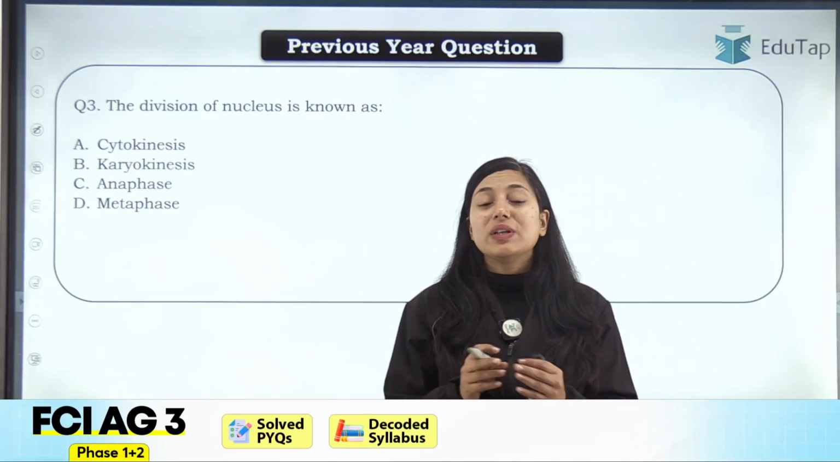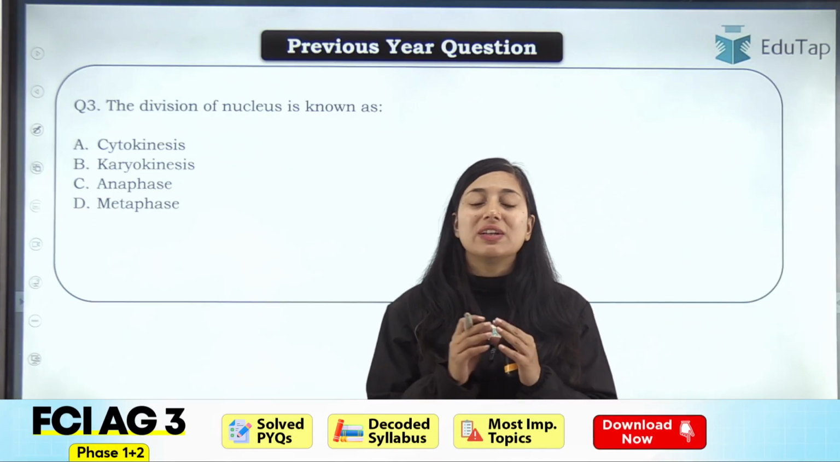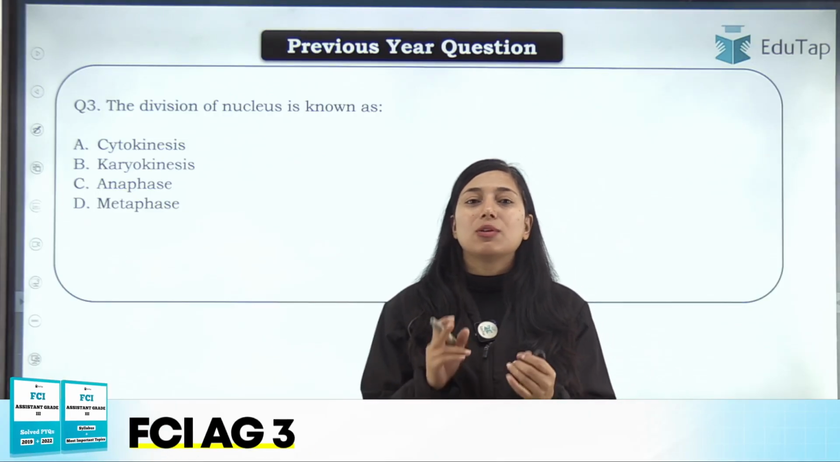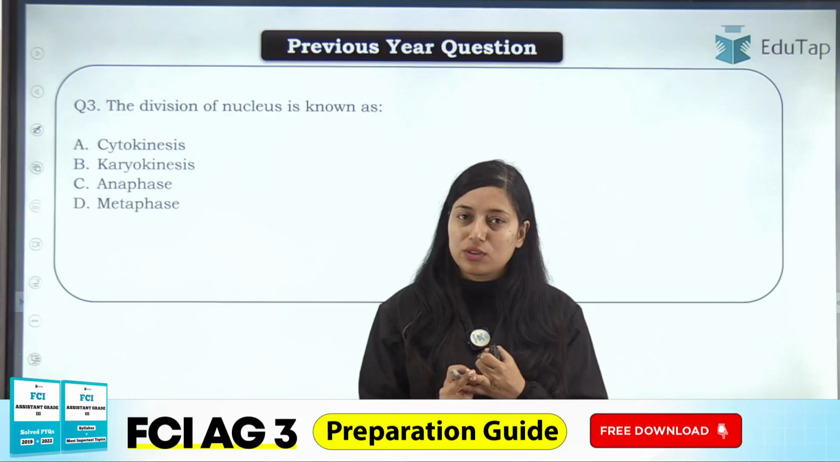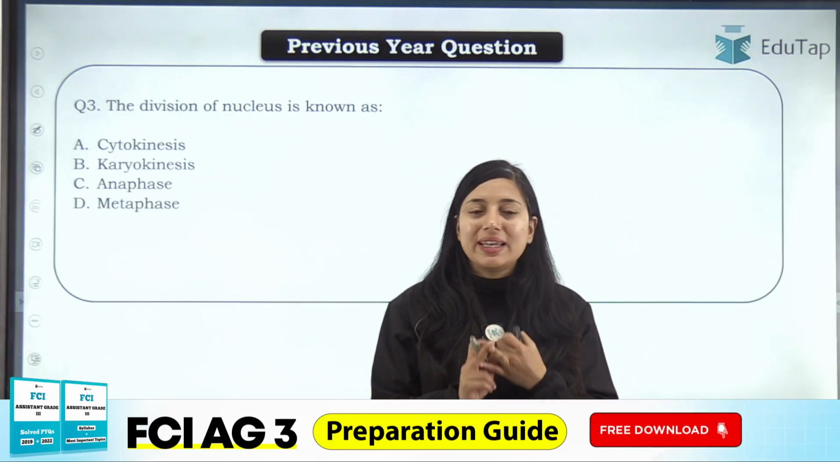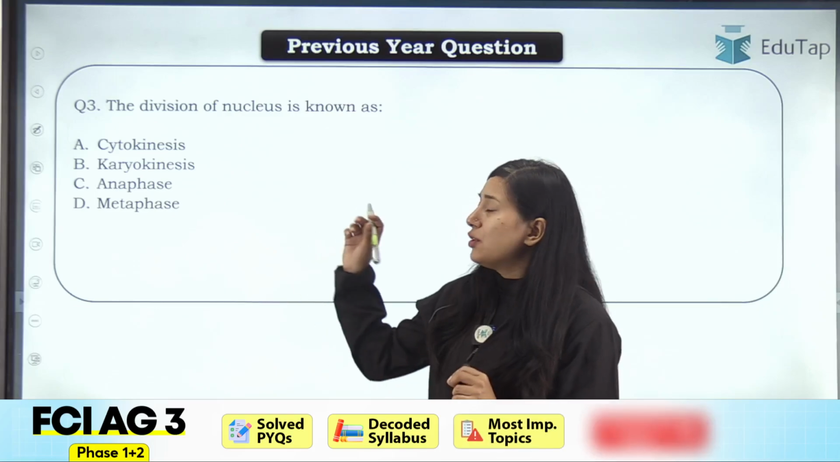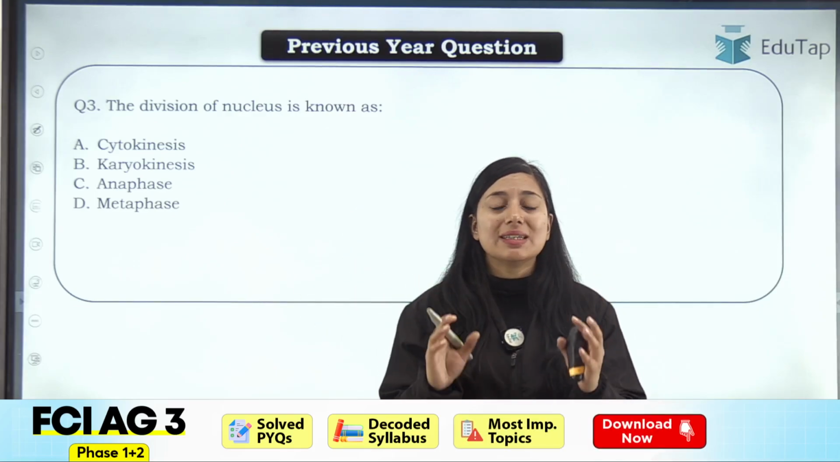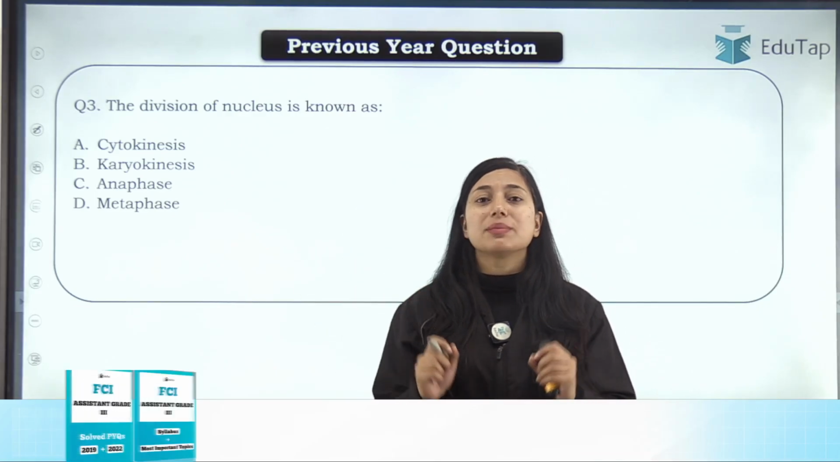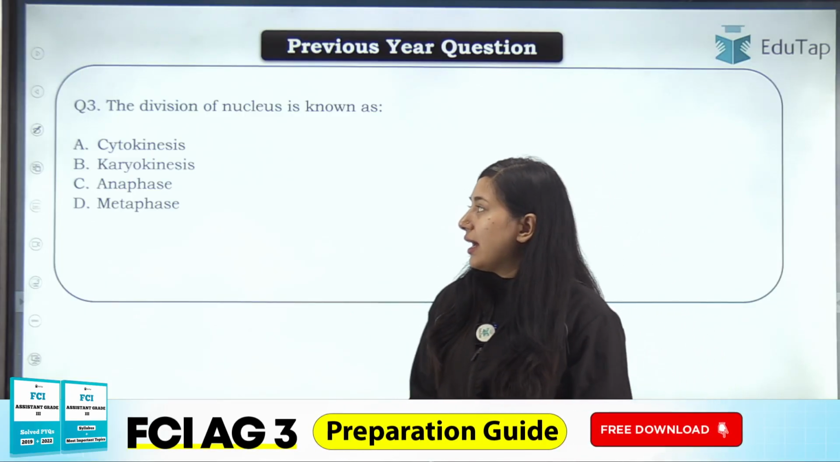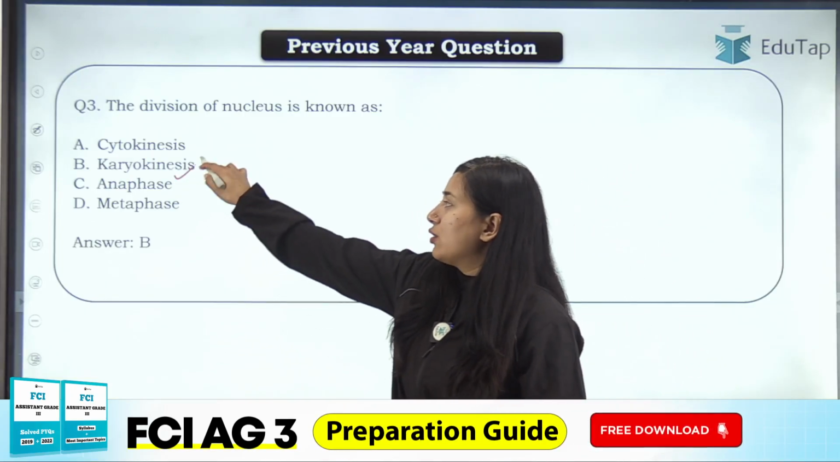Next question is: the division of nucleus is known as. Now when you read the cell biology topic, when you read about cell division, it is very important for you to learn about the mitosis and meiosis processes, because I have seen many questions have been asked from these two. So whenever the nucleus division happens, what is the term that we give to it? That has been asked in this particular question. So the answer here will be option B, karyokinesis.